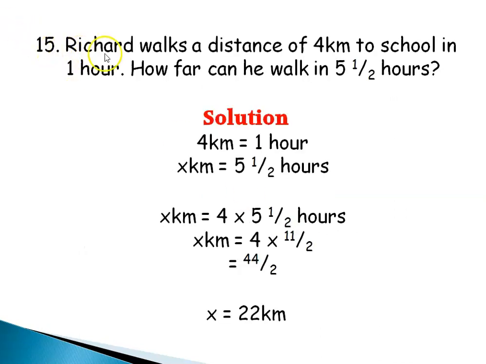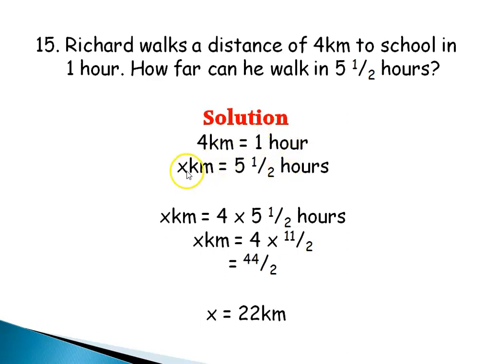Question 15. Richard walks a distance of 4 kilometers to school in 1 hour. How far can he walk in 5 whole number 1 over 2 hours? Alright, so let's try to equate these two pieces of information. If 4 kilometers is equal to 1 hour, then x kilometers is equal to 5 whole number 1 over 2 hours.